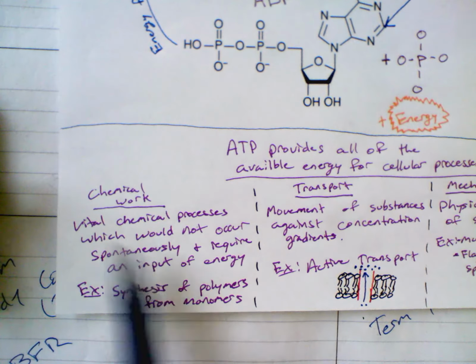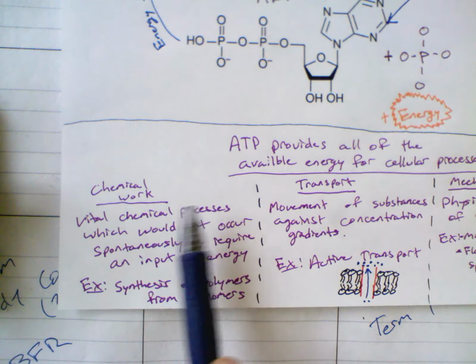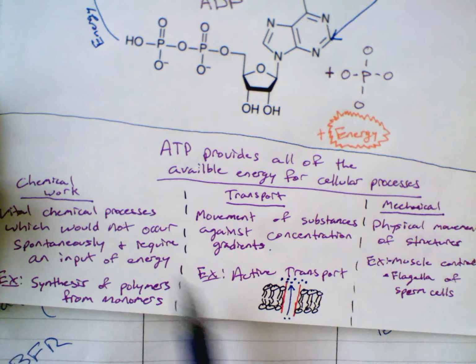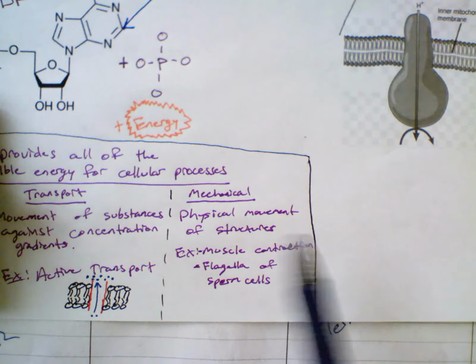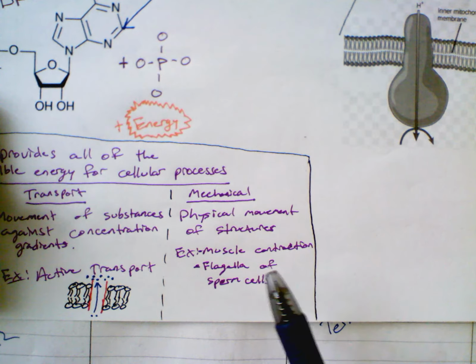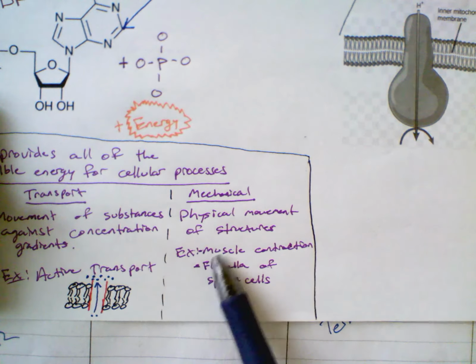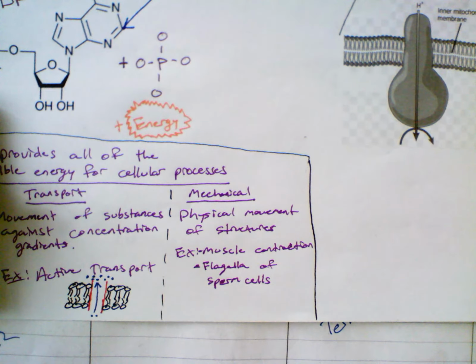These processes require energy, so sometimes we have to build things in a cell that requires ATP. Sometimes we have to transport things across membranes or within cells that requires ATP. Sometimes we just have to physically move something. So anytime that you perform a muscle contraction, you're requiring ATP to actually get the muscle fibers shortened to contract.